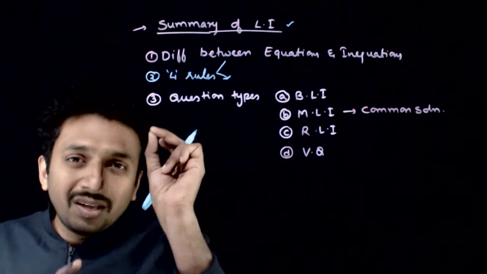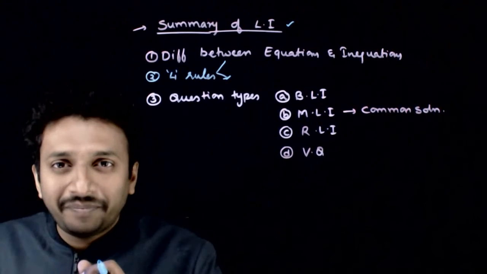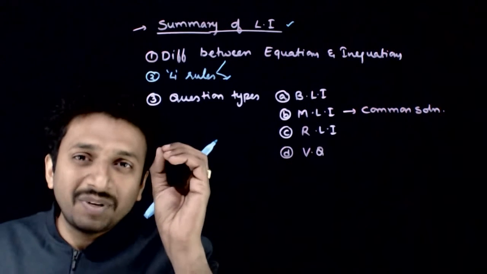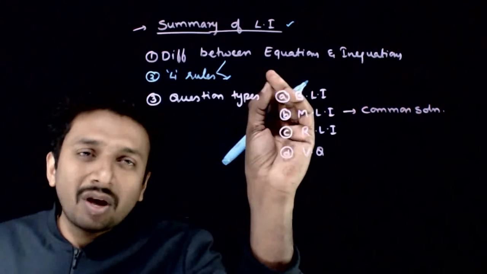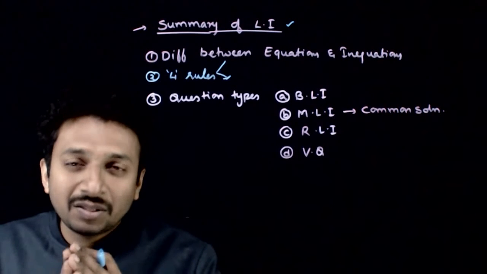So you need to remember this difference very keenly. That's the crux of this chapter. The crux of this chapter is just the difference between solving equations and inequations with respect to multiplication and division. So keep that in mind.